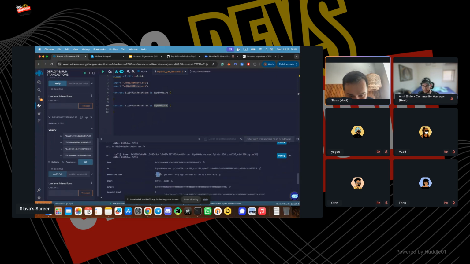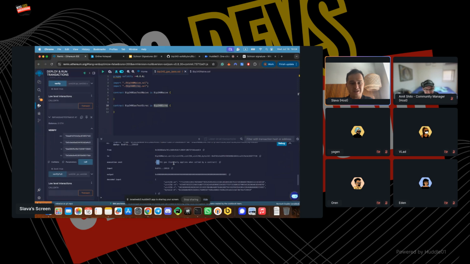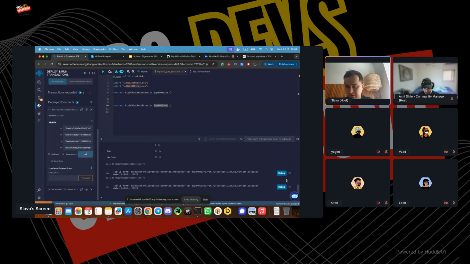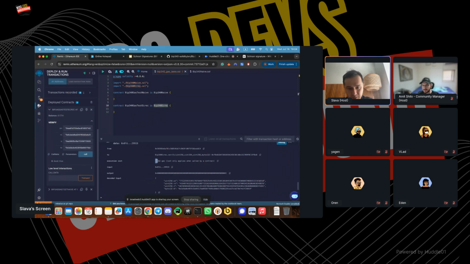So it uses 2,325,000 gas. So it's really a lot. 2 million, I need to do the math, but it's definitely more than $100 of transaction fees. In comparison, now let's check how much gas the gas efficient way uses. The gas efficient way uses just 41,000 gas. So it's like 500 times less, something like that.